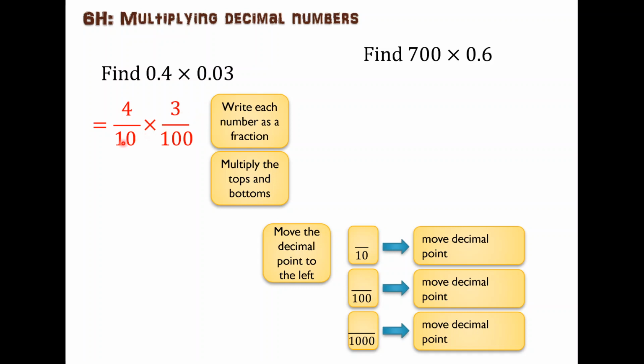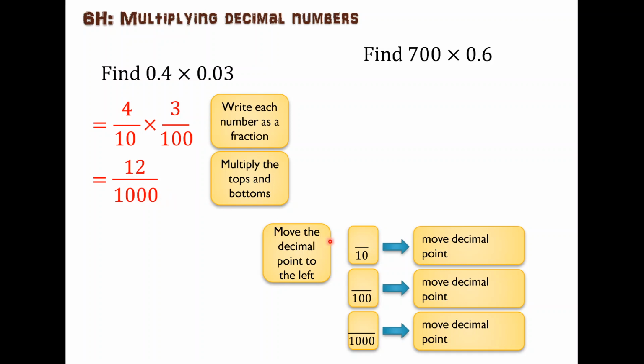Now that I've turned this into a multiplying fractions problem, we can do it. The top is 4 times 3, and 4 times 3 is 12. And the bottom is 10 times 100. 10 times 100 is 1,000. The only thing that's left to do is to get this fraction back into a decimal, because it would be a bit weird if I answered this decimal question as a fraction. So we want to do 12 divided by 1,000.